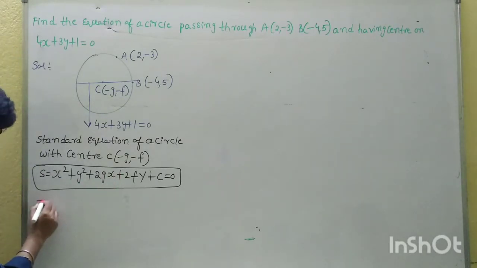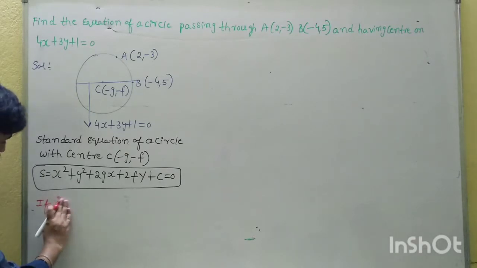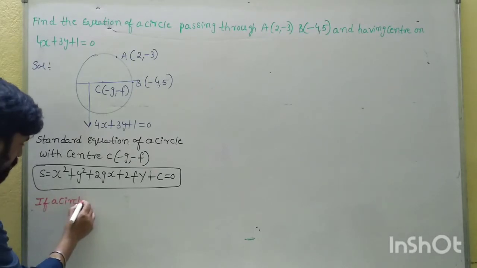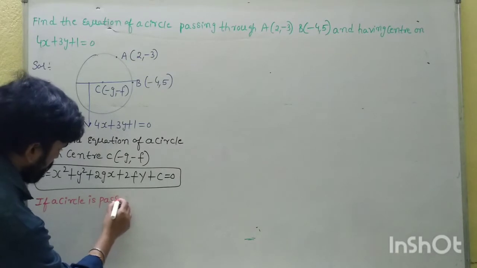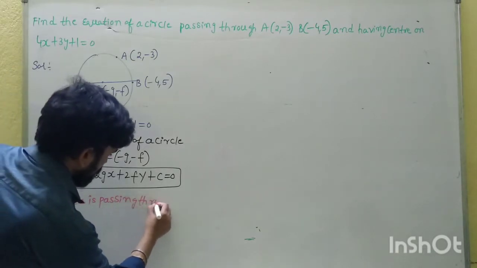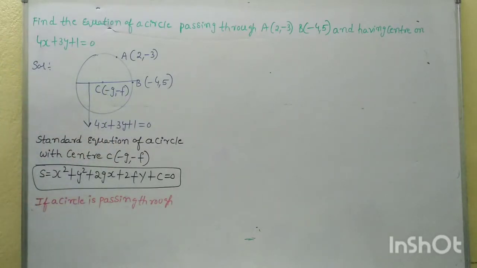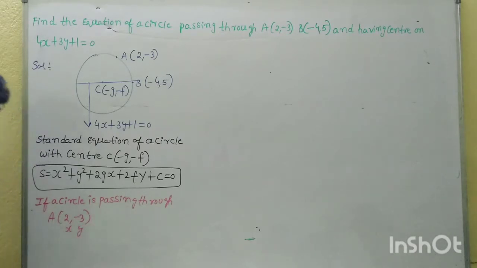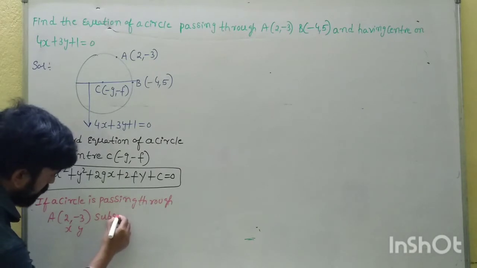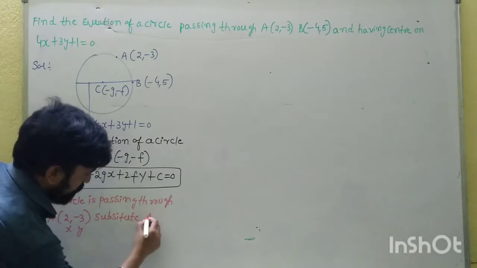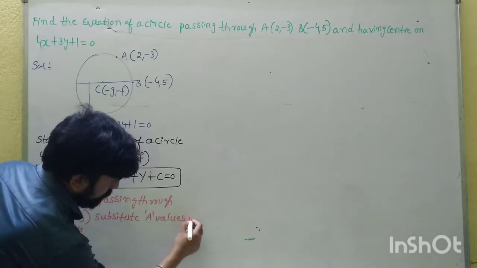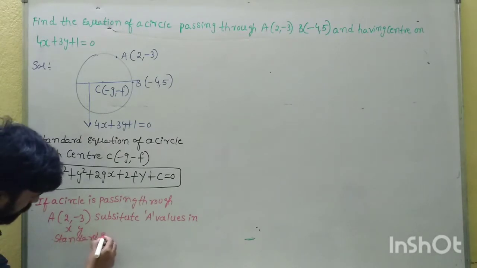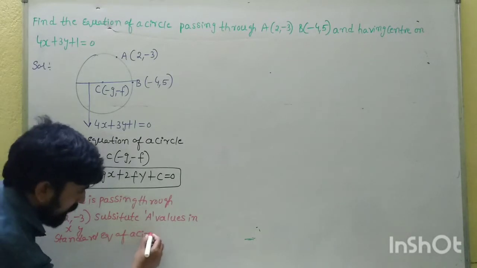Now, if a circle is passing through A, A is equal to 2 comma minus 3. You can take this as x and y. Passing through A, substitute A values in the given circle, in the standard equation of a circle.